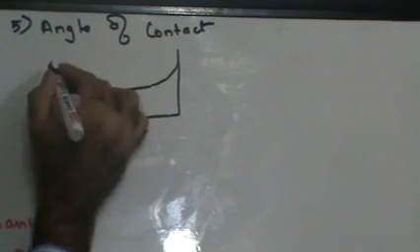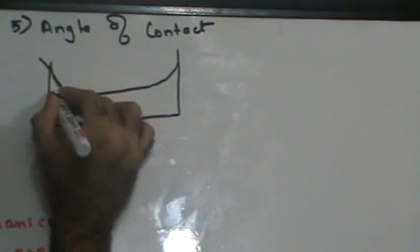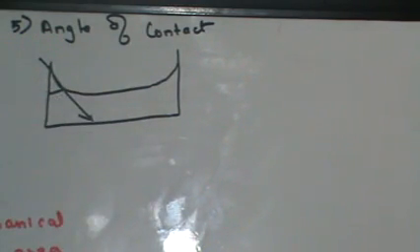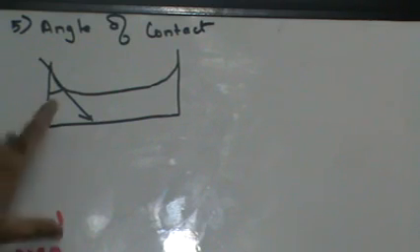this is my surface of the liquid, right? The angle between the surface of the solid and the tangent drawn to the surface of the liquid at the point of contact. This is my point of contact. This is the tangent drawn at the point of contact. So this angle between the solid surface and the tangent drawn to the liquid surface at the point of contact is called as the angle of contact.